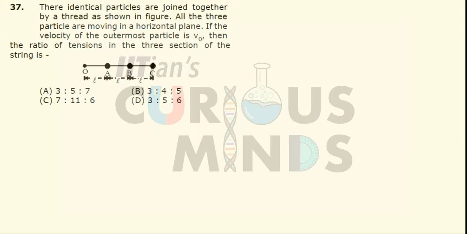Three identical particles are joined together with the help of a thread. All three particles are moving in a horizontal plane. If the velocity of the outermost particle is V0, the ratio of the tension in the three sections of the string will be equal to.